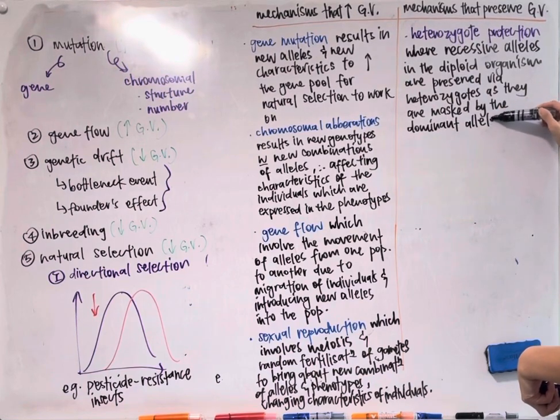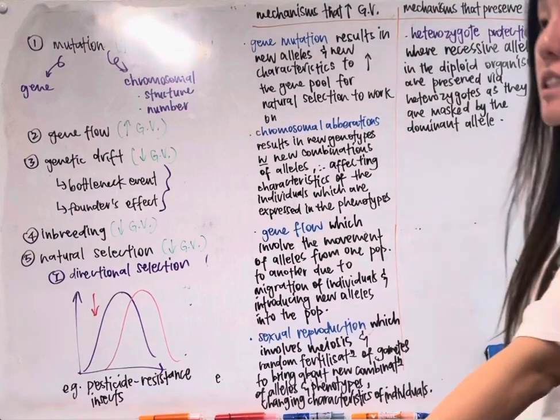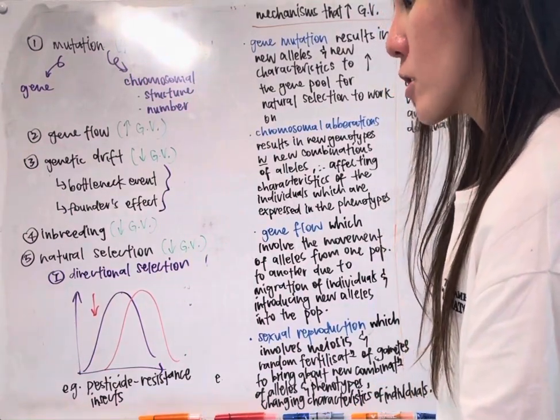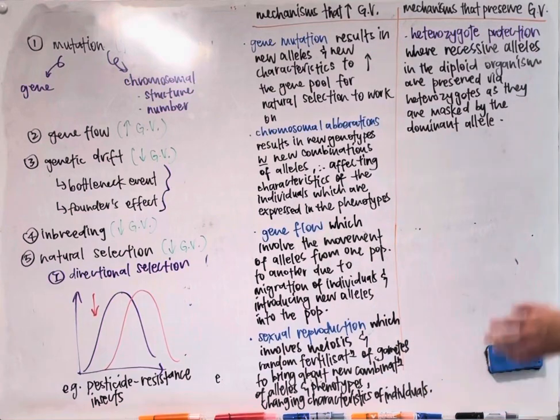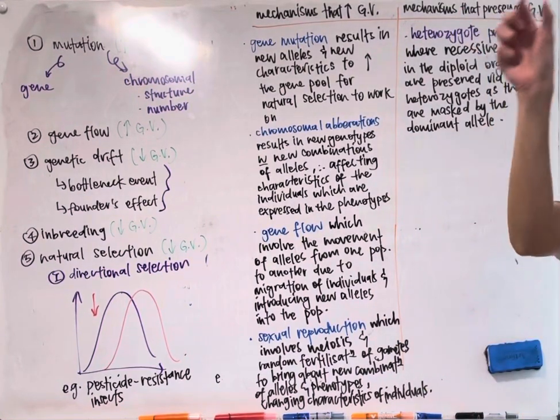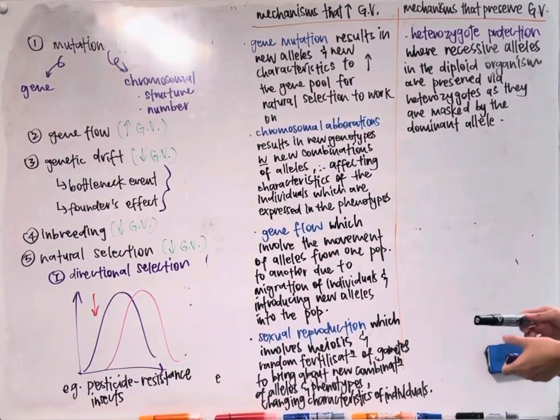For example, if you want to have, let's say, pesticide resistance, maybe the recessive allele can still be preserved. Because as long as you have one allele for pesticide resistance, you can develop the resistance, and it's still able to survive. But at the same time, you are preserving that recessive allele within the gene pool so it is not eliminated. Agree?